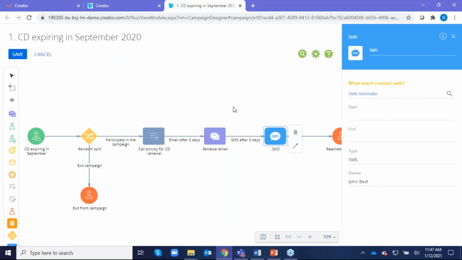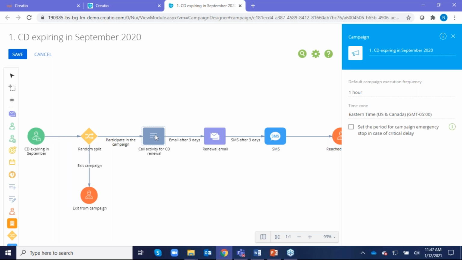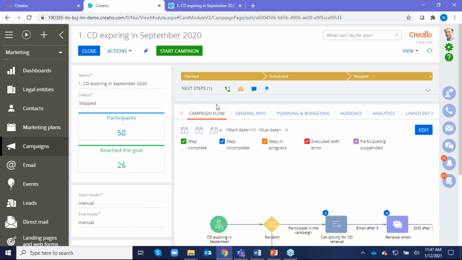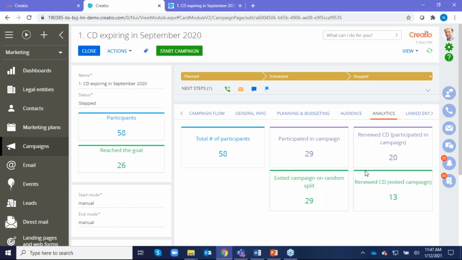So once we have the data to say that of the 50% of the people, how many of them actually went and renewed those CDs, and for the 50% of the people who exited that campaign, how many of them did not renew that CD. Now, using that, we'll be able to build analytics to say that, hey, initially we had 58 people. Out of that 58 people, because of randomizing, we split them evenly into 29 and 29 each. And out of that 29, how many of them actually renewed that CD? Out of the 29 who were taken out of that campaign, who actually renewed that CD?